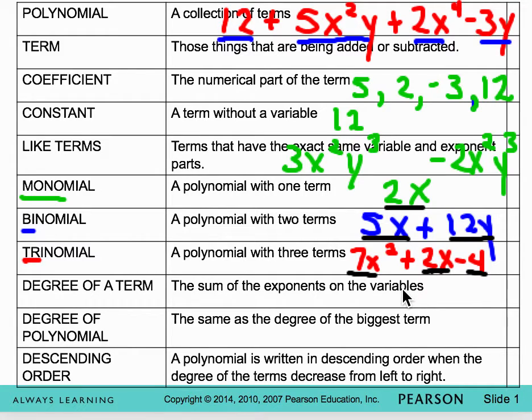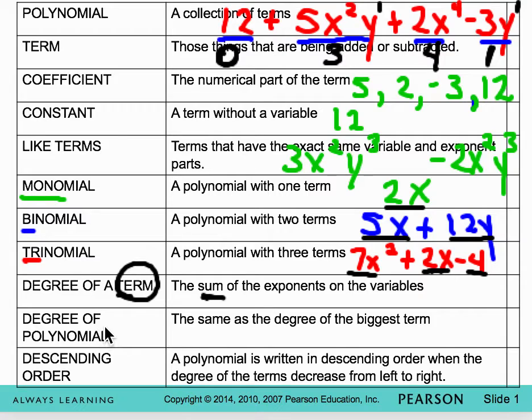To find the degree of a term, you add all the exponents. So let's go up here. The degree of this term, since there's not even a variable, the degree of that term is 0. The degree of this term, if there's not an exponent showing, it's understood to be a 1, right? So the degree of this term is 3 because 2 plus 1 is 3. The degree of this term is 4. The degree of this term is 1. So to find the degree of a term, you add all the exponents.